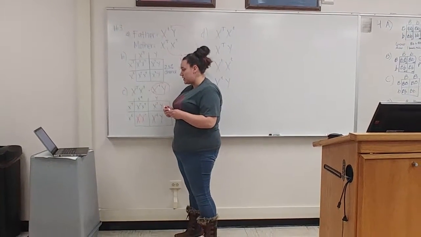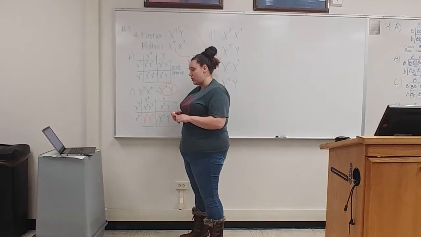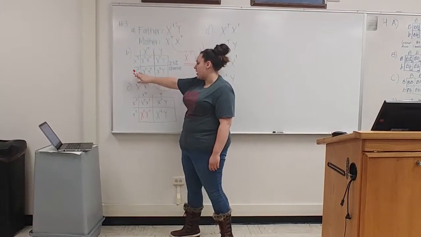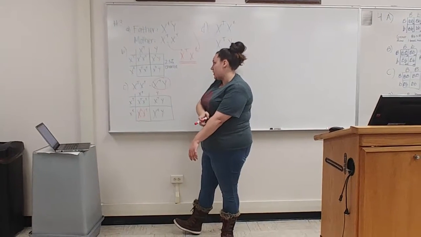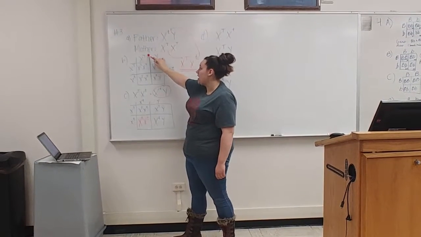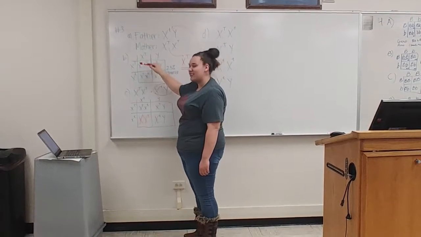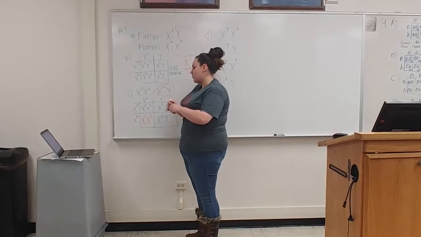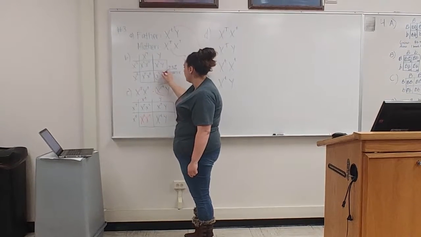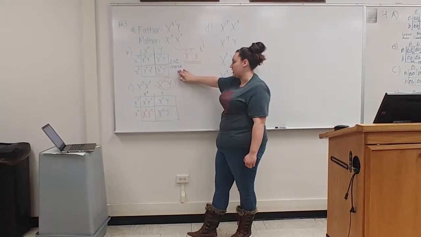For B, it says, if the woman has children with a man who does not have OTD, what is the chance that their first child will be a son with OTD? So for this one, we've already figured out her genotype, which is over here. A man that doesn't have it, because it's X-linked, we know that he's not going to be like the father, so it's not going to be a lowercase t, it's going to be a capital T. So X capital T, Y, super simple. The son that would have OTD is this one. So it would be a 25% chance that they would have a son with OTD.